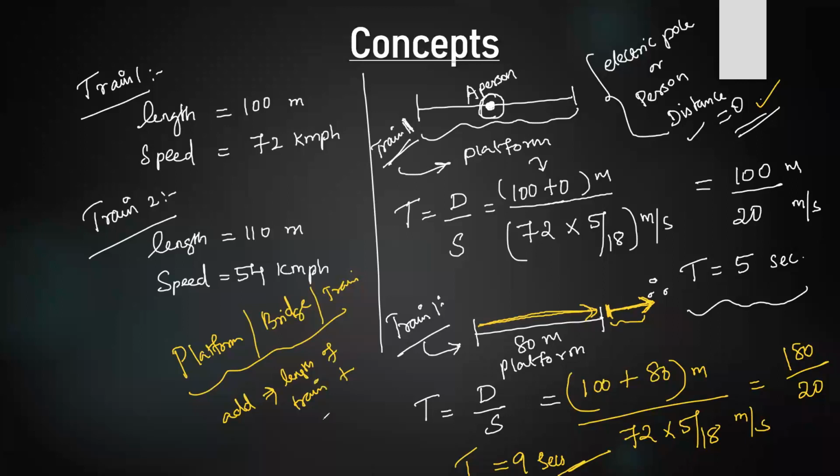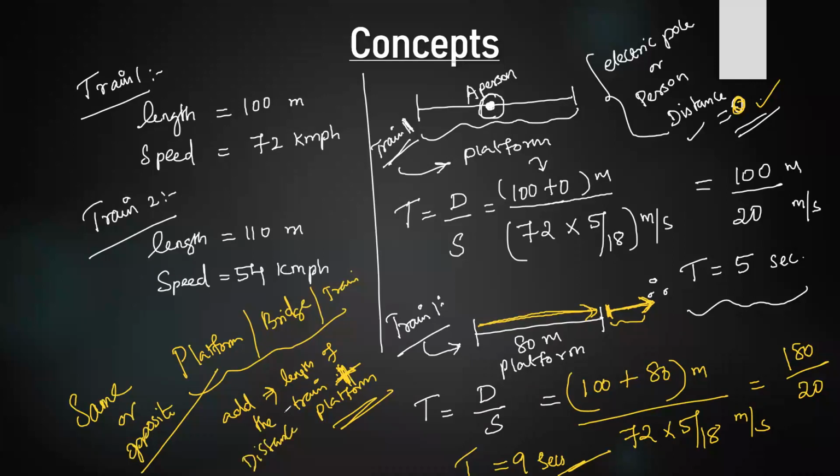If you want to cross a platform or a bridge or another train, then you need to add the length of the train plus the platform or bridge or another train. For a person or electric pole, distance is 0. For others, you need to add the distance. Is it clear? Whatever the direction may be, either the same direction or opposite, distance must always be added.